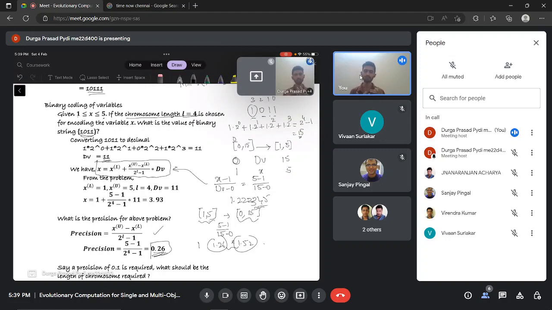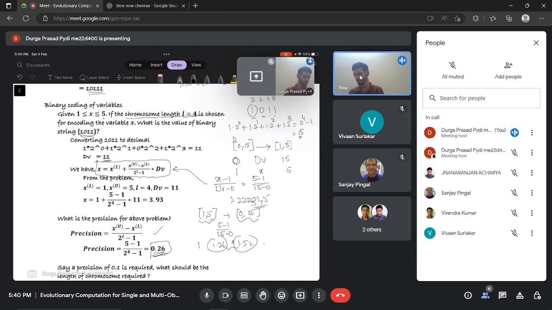Now, usually in practical engineering problems, when you measure some experimental variable, or say if you are going in your car, the velocity that the speedometer gives, all these things will have some defined precision. Say if you are using a thermocouple or a thermometer for measuring temperature, it will give you only up to 0.1 degree centigrade or 1 degree centigrade. So you know beforehand what precision is required for that particular application. So now, if we formulate the question the other way around, say if I need a precision of 0.1, what should be the length of chromosome for that particular application?